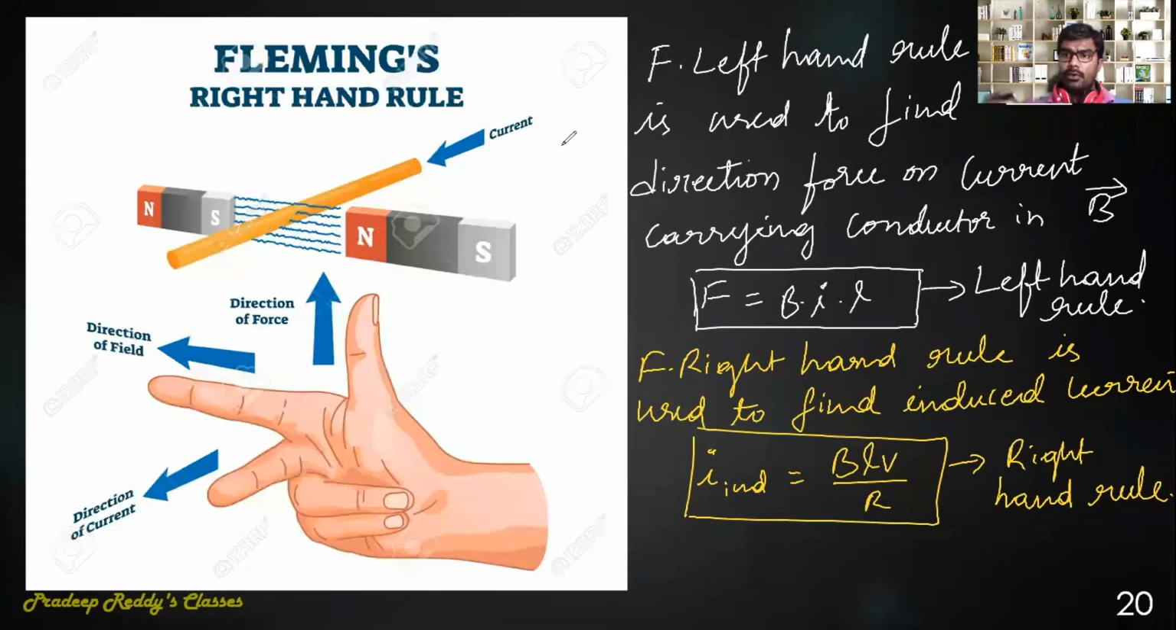You should first know for which cases we will be using the left hand rule and for which cases we will be using the right hand rule. If induced current is there, then only use Fleming's right hand rule. If there is no induced current, don't use Fleming's right hand rule. Go for Fleming's left hand rule for finding the magnetic force acting on the current carrying conductor placed in an external magnetic field.